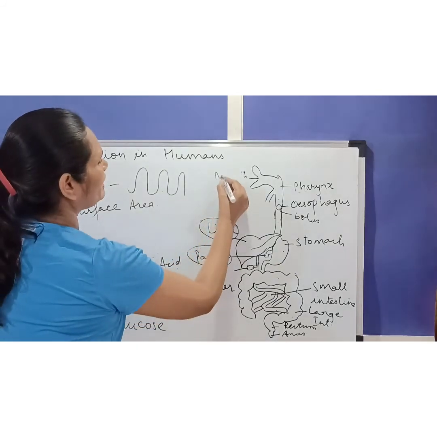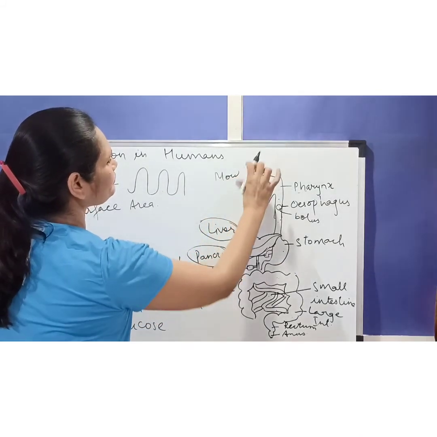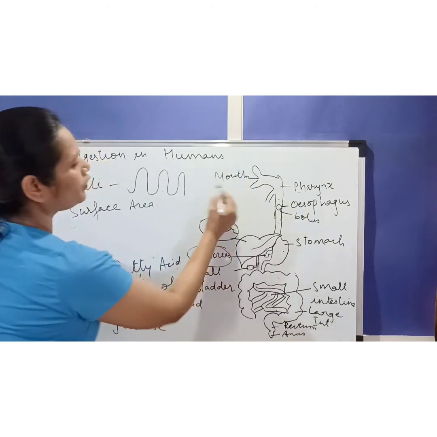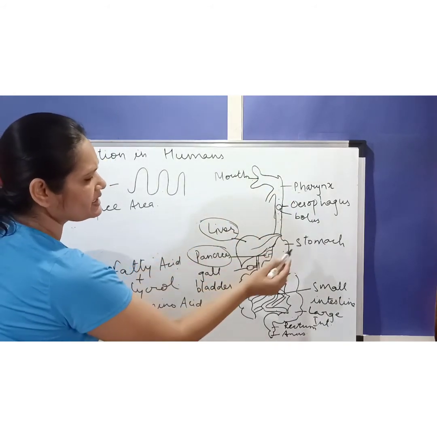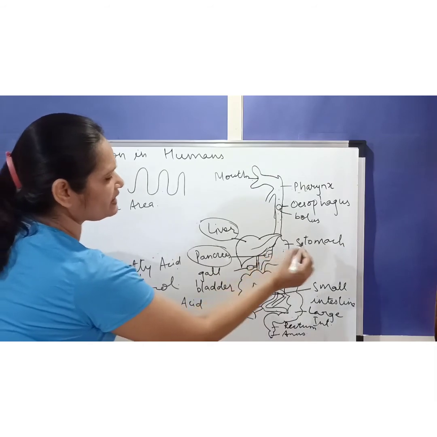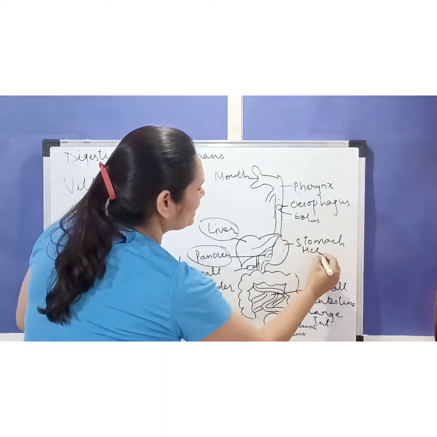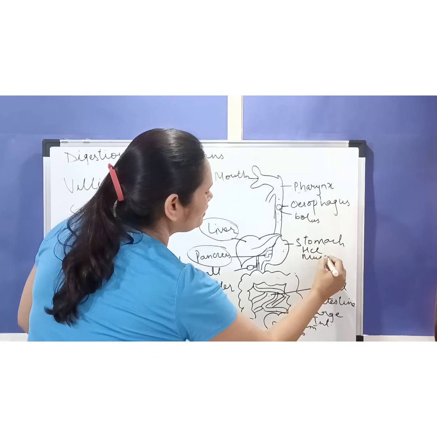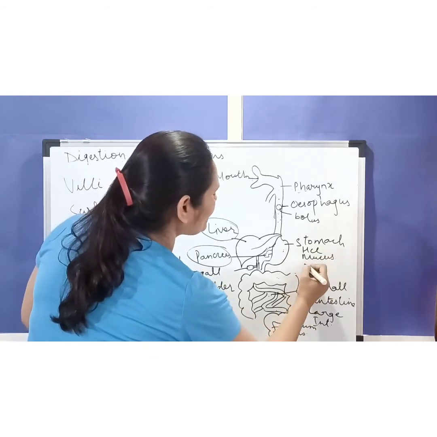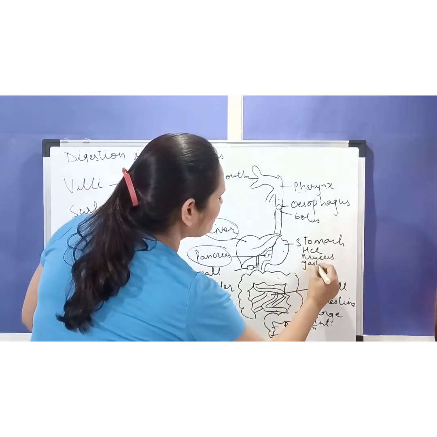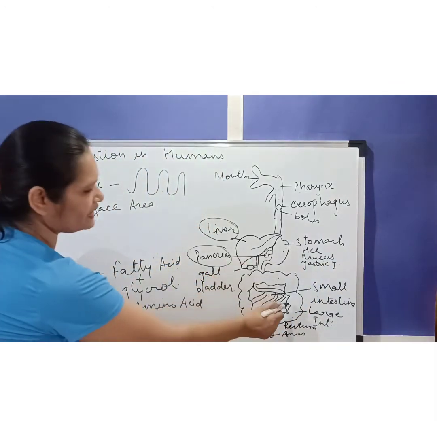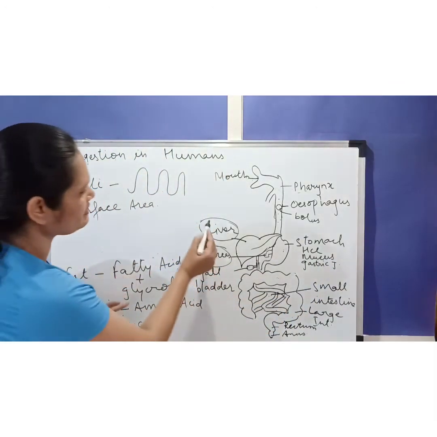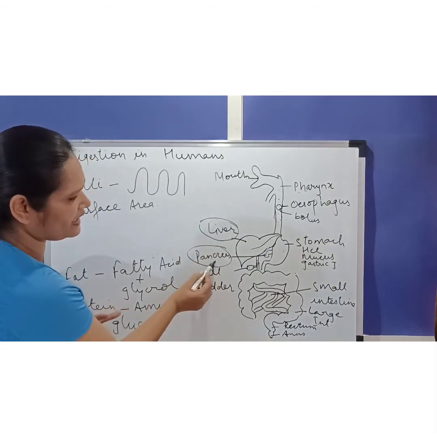So once again, a recap. Food first reaches the mouth, then from the mouth to the esophagus, then to the stomach. In the stomach there are three things: hydrochloric acid, mucus and gastric juices. In the small intestine, two things: bile juice from the liver and pancreatic juice.